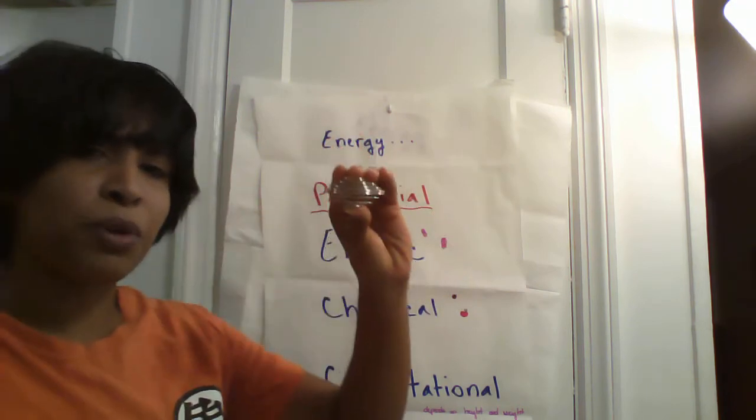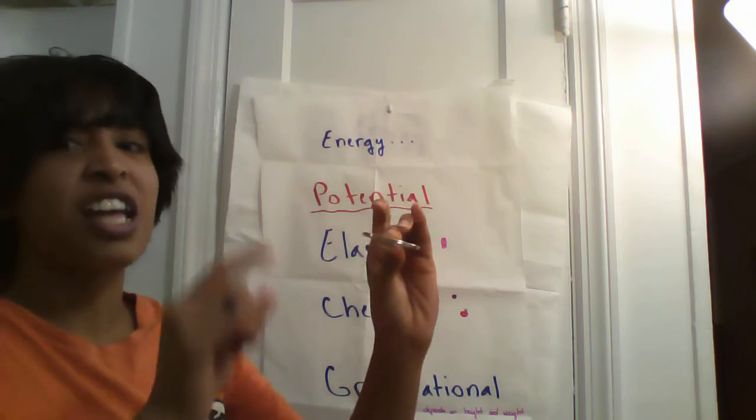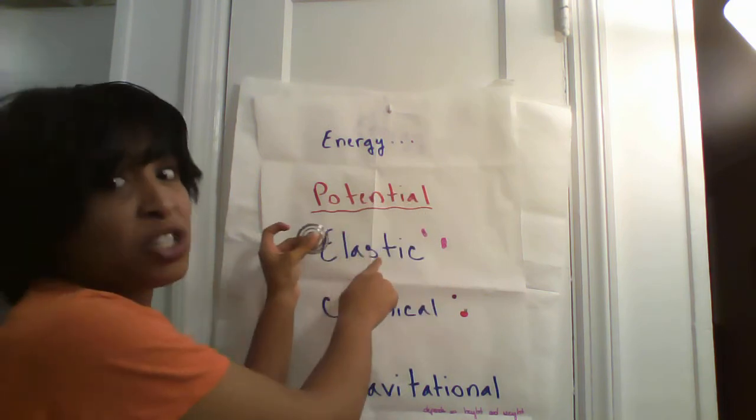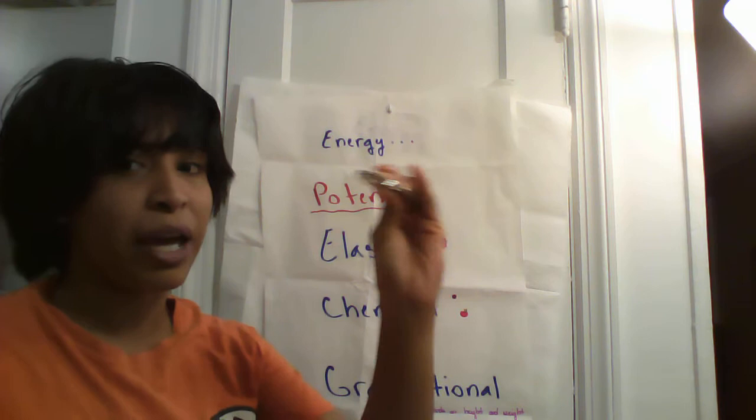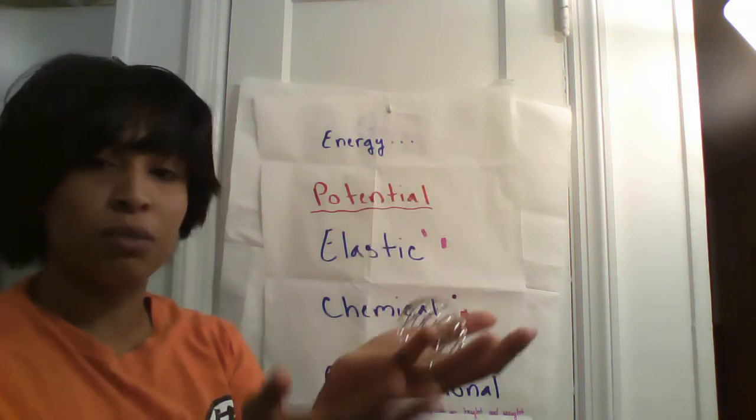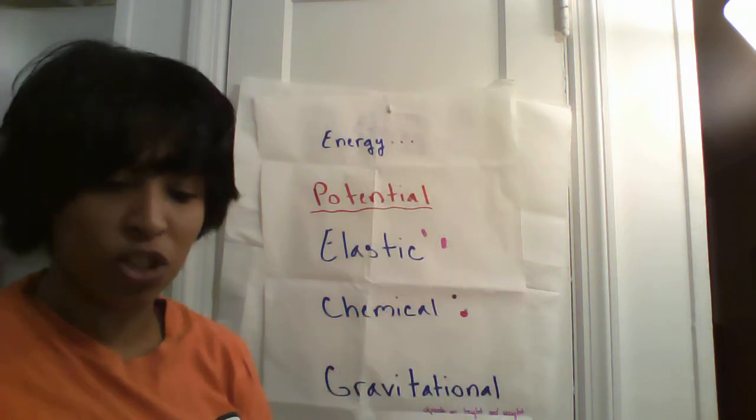Now, when I compress this spring, we have elastic potential energy. Because when I let this go, the spring goes back to its normal position.